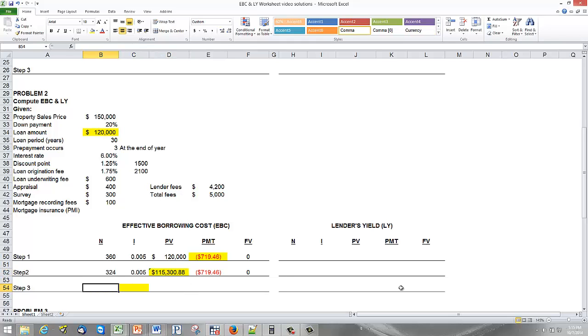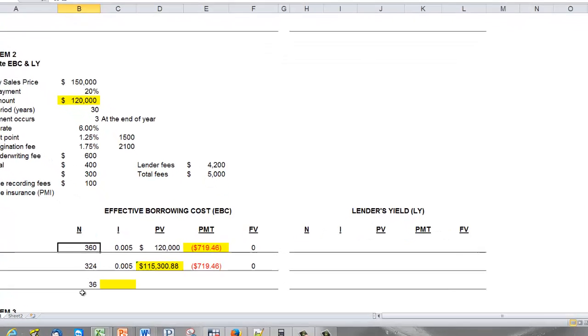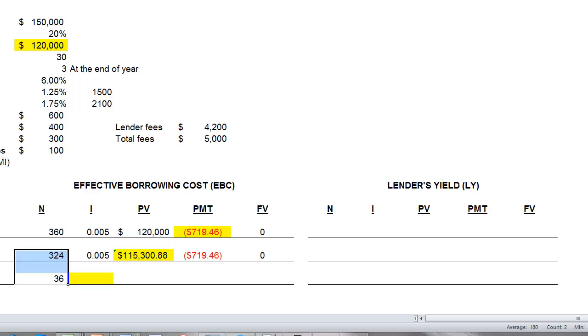So step 3, we compute the effective borrowing cost, and step 3 represents our holding period. So our holding period is 3 years times 12, right? One way that you can check to see if you're correct is that these two Ns should add up to the total. And 360, we see down here, equals 360. So the payments that I do make plus the payments I don't make must equal the total number of payments in the mortgage, okay?